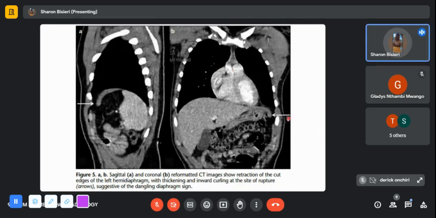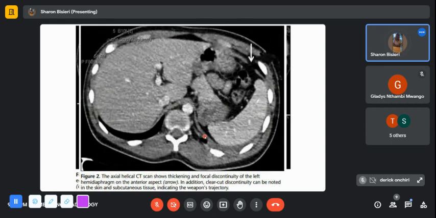So in these next images, we have a sagittal CT, and then a coronal CT reformat of the same patient. What the arrows are indicating is a dangling diaphragm sign that shows an abrupt cutoff of the diaphragm and a thickened diaphragm adjacent to the area of the rupture. So this also points towards a ruptured diaphragm, especially when you don't have that dependent visceral sign that is obvious.